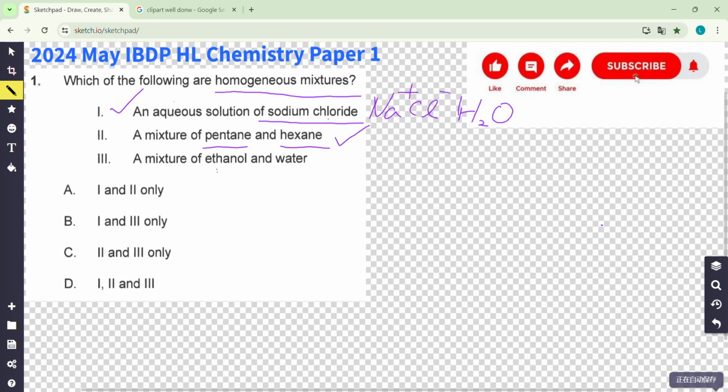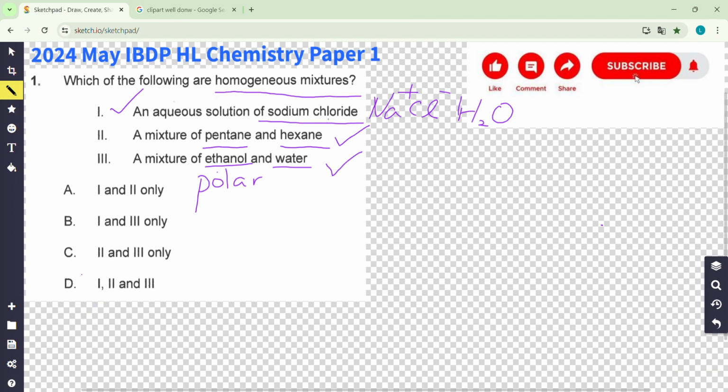Last one, ethanol and water. Okay, think about whether they have any similar attractive force. Both are polar. Yes, ethanol and water are polar molecules, right? So both of them have hydrogen bonds, right? So they can form hydrogen bonds with each other. So they can attract each other, bond with each other, just like they bond with themselves, so they can form a homogeneous mixture.